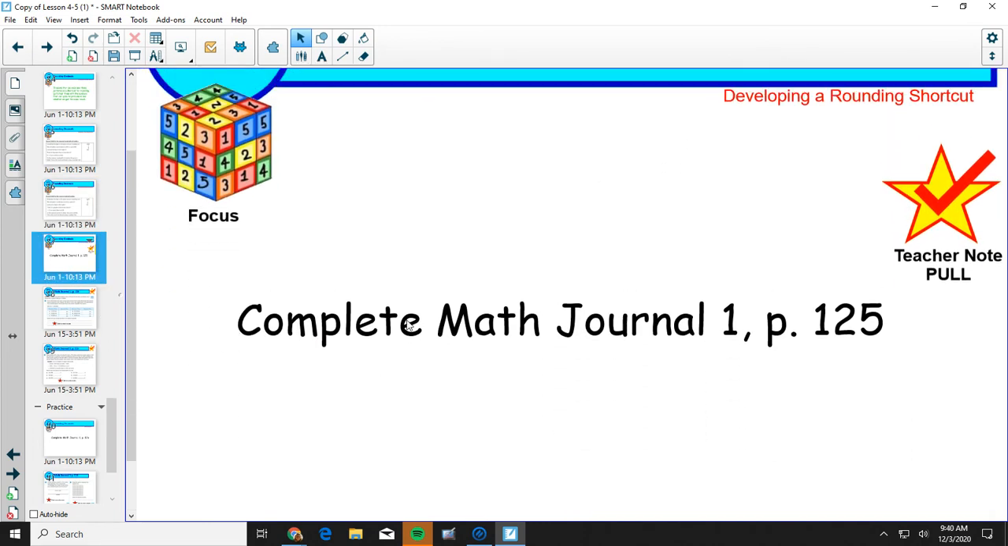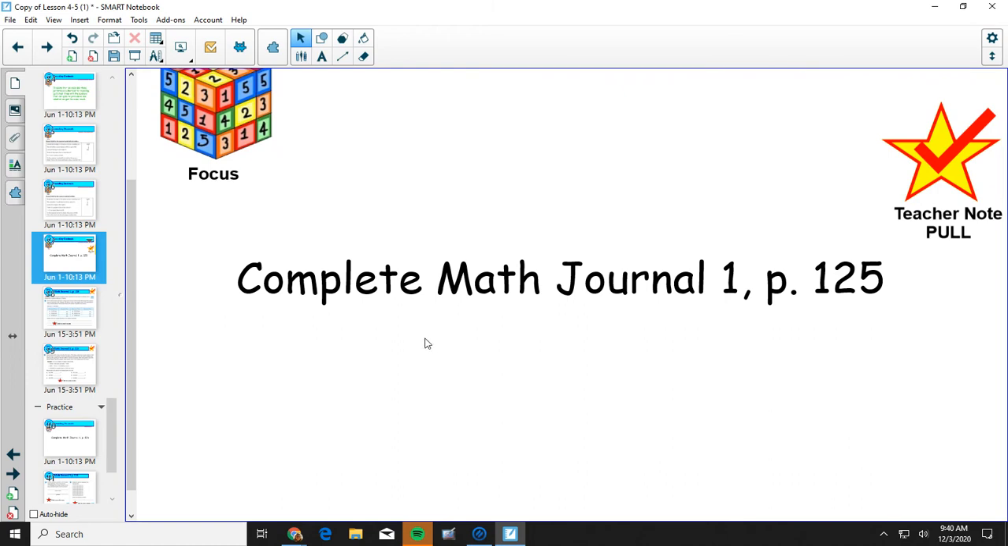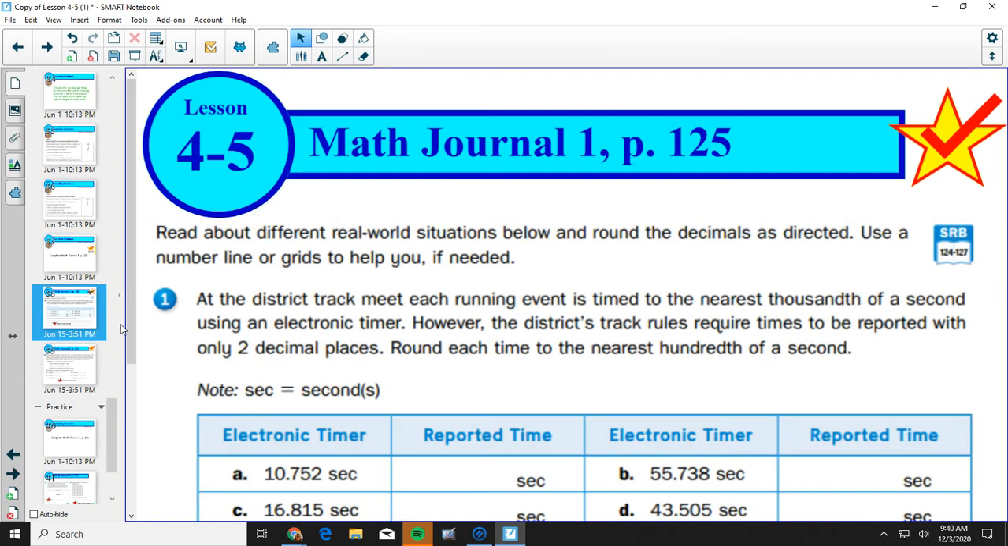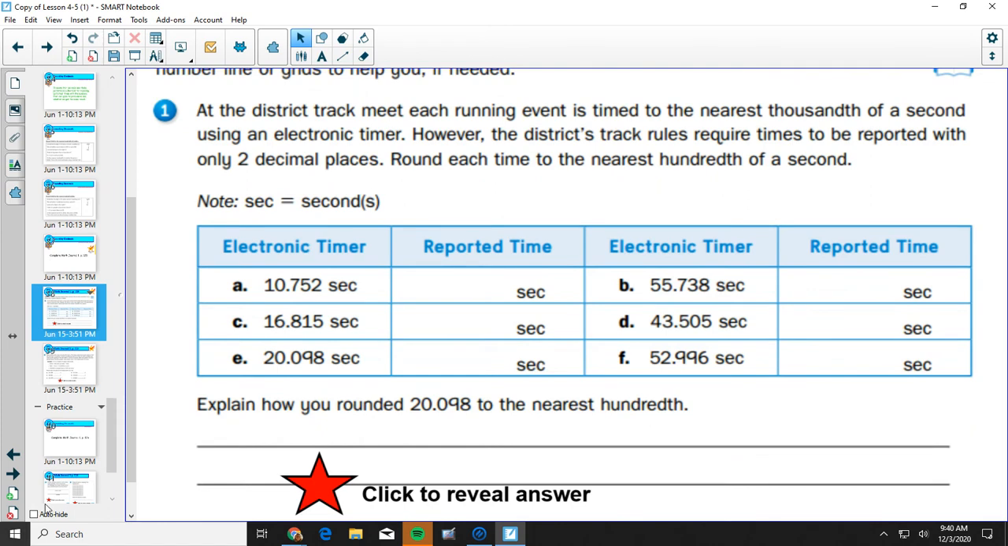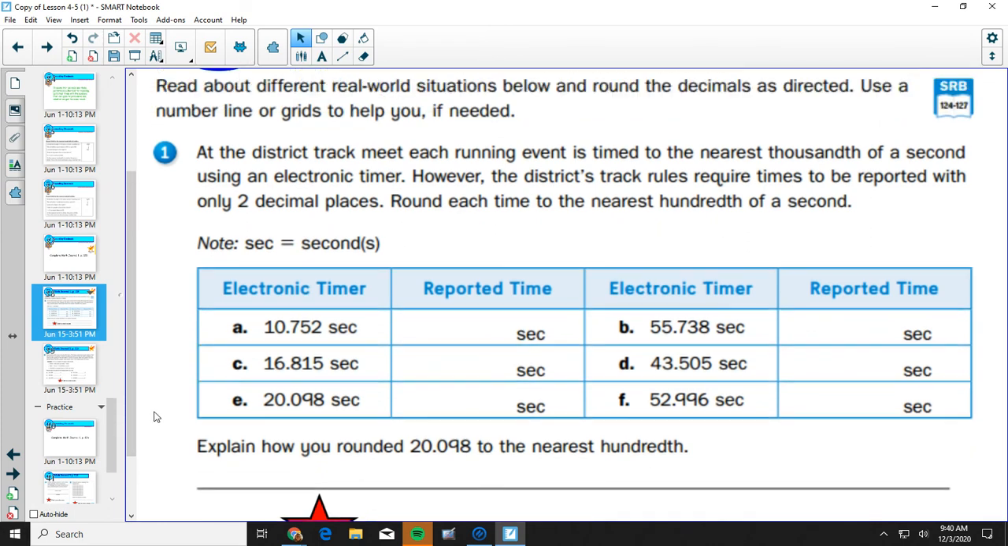And so we're going to practice that portion of rounding on page 125. Looks a little bit different here. It says, at the district track meet, each running event is timed to the nearest thousandth of a second using an electronic timer. However, the district's track rules require times to be reported with only 2 decimal places. Round each time to the nearest hundredth of a second.